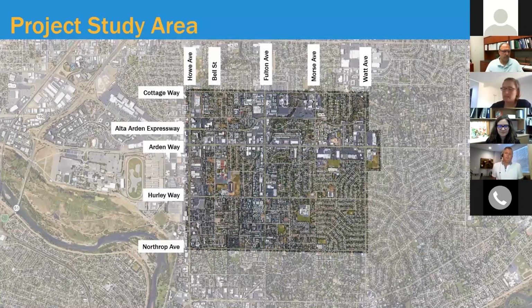And this is our project study area. If you haven't seen a map of it yet, wanted to provide this. And you can see the roads are in large print here. But the study area is bounded at the north by Cottage Way, at the south by Northrop Avenue, and on the west by Howe Avenue, and on the east by Watt Avenue, with a little bit of additional space to cover the school and the development property just to the east of Watt Avenue. So that's our project study focus area.